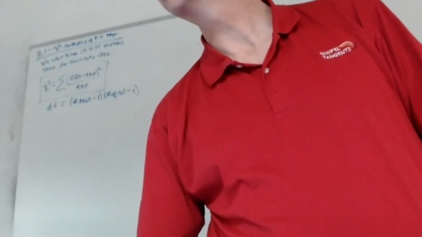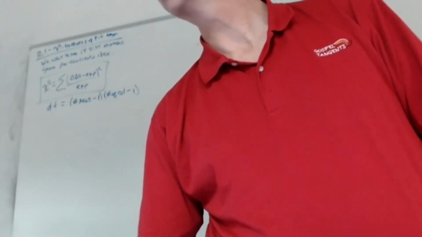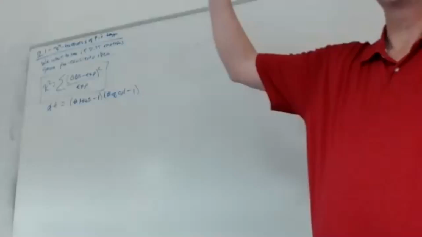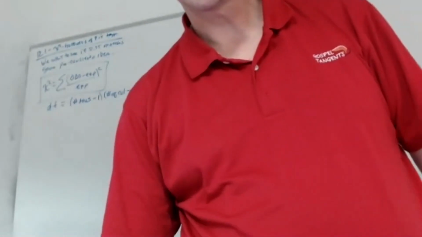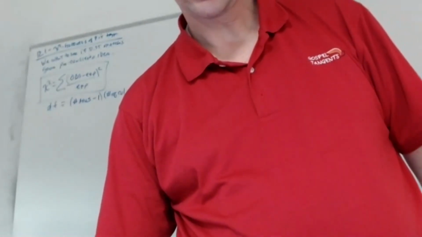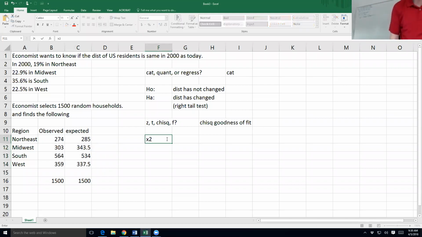4 minus 1 is 3. How many columns do I have? 2 minus 1 is 1. 3 times 1 is 3. Okay. So in this case, let me share here. So I'm going to do chi-squared equals the observed minus the expected squared divided by the expected, and my degrees of freedom in this case is going to equal 3.